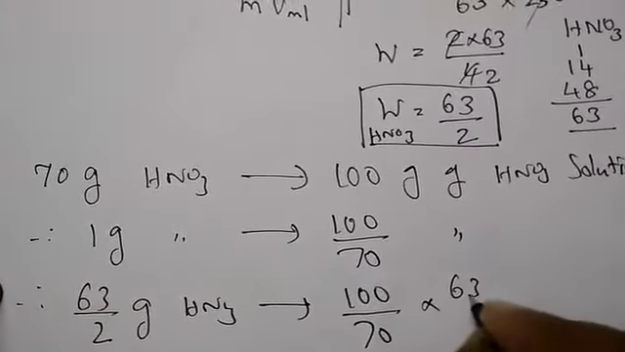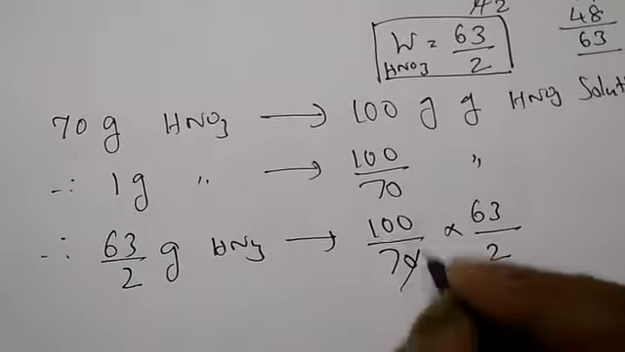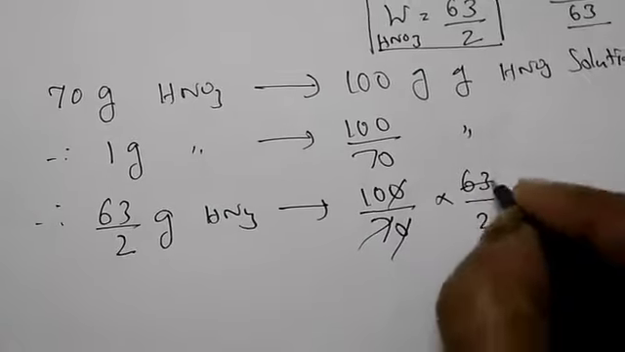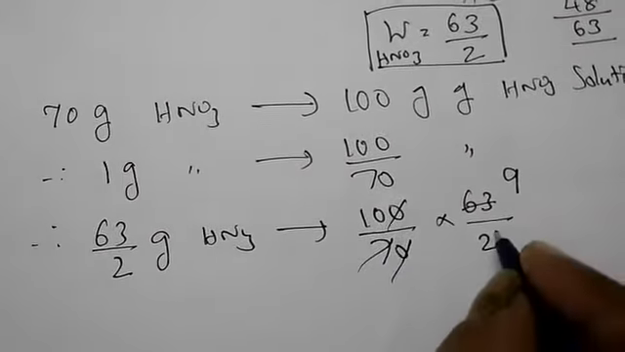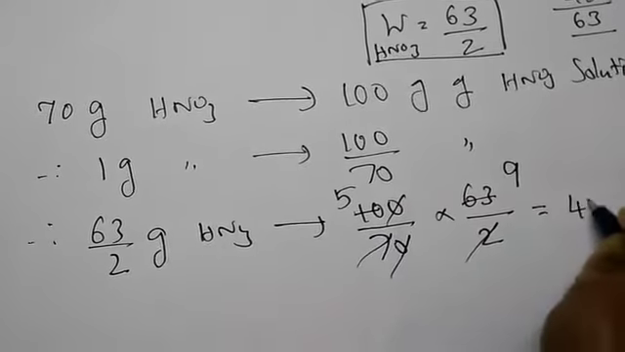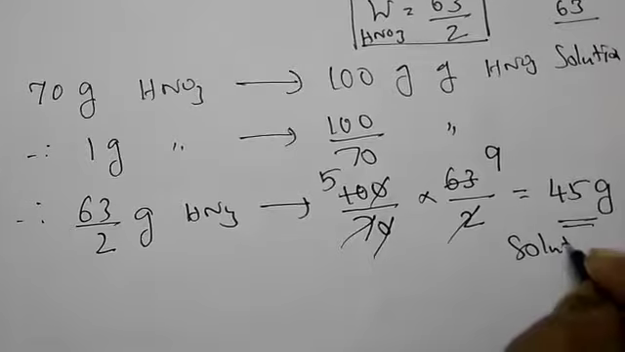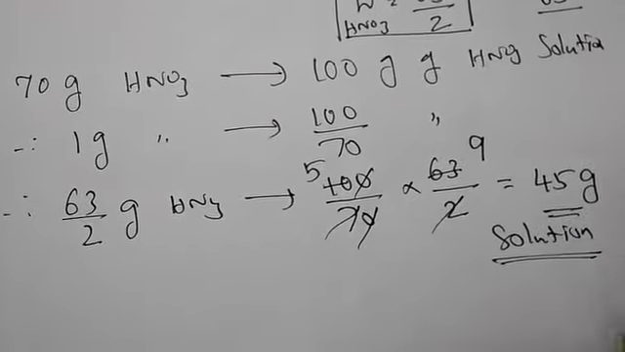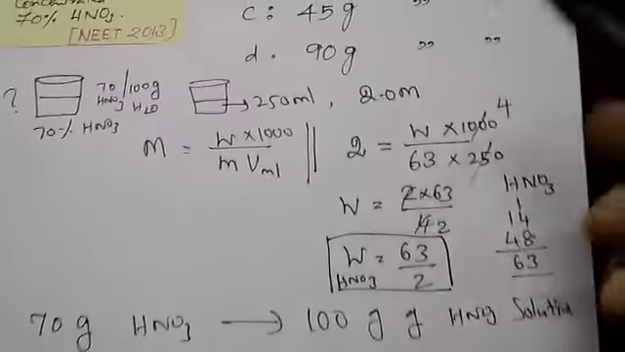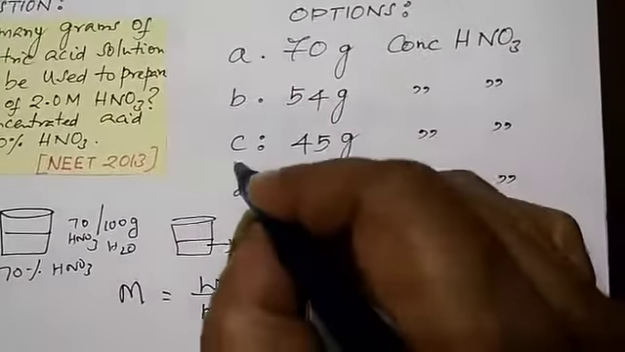So 100 by 70 into 63 divided by 2. Now this is a simple calculation. 0 and 0 get cancelled. 7 into 9 is 63, so that cancels. 2 with the 10 gives 5. So 9 into 5, so 45 grams of that solution should be taken for dilution. So this is your answer. Let us go and see. 45 grams of concentrated nitric acid is the answer.